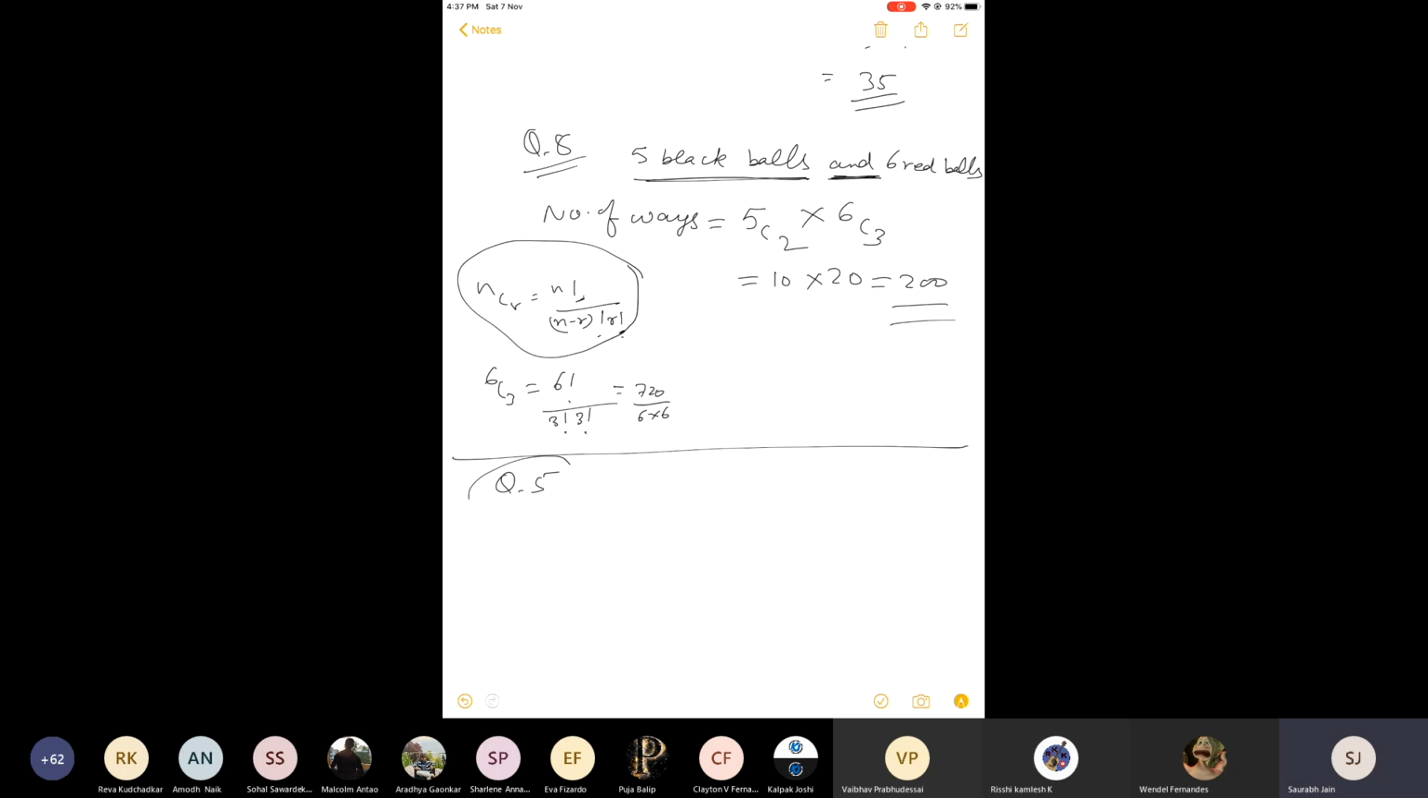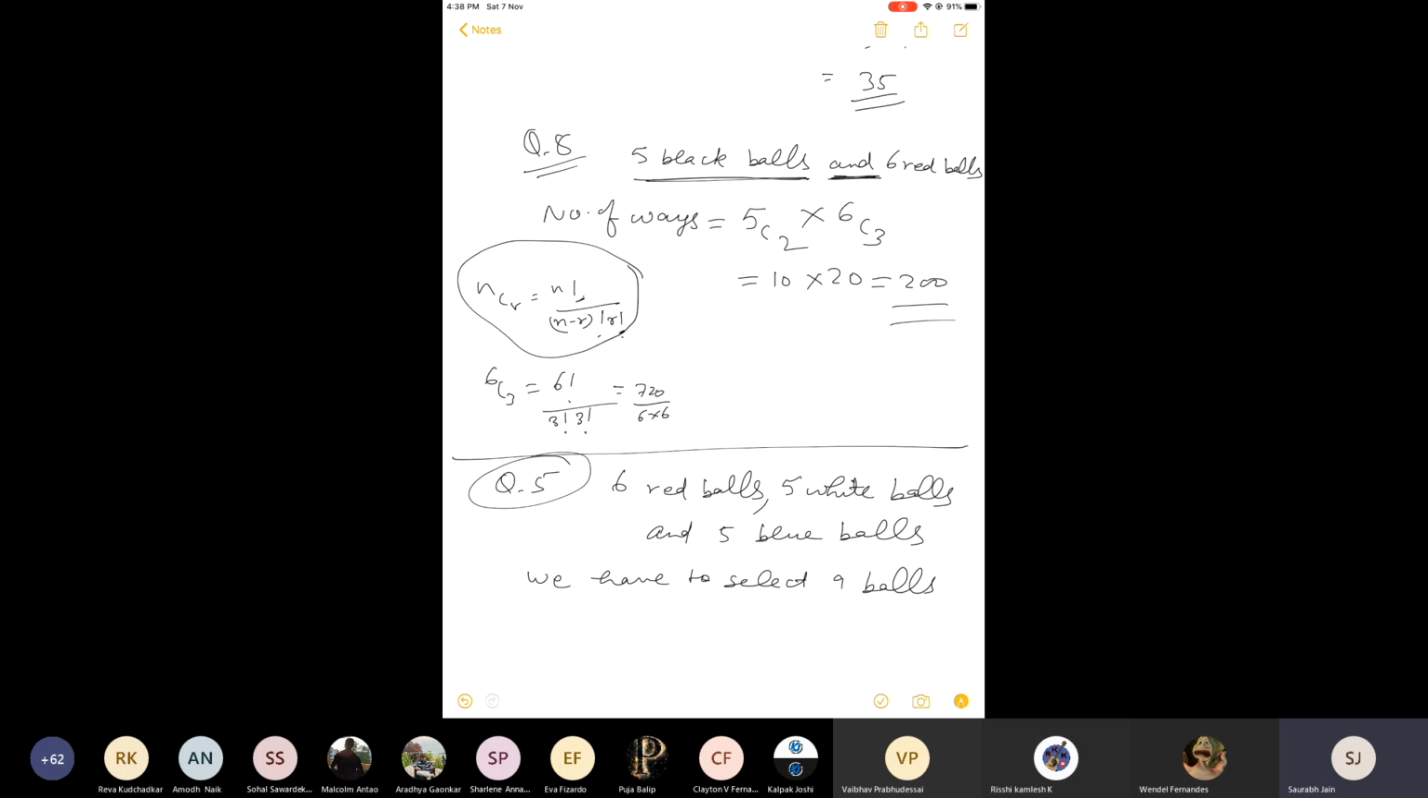Then a similar kind of question, that is question number 5. Find the number of ways of selecting 9 balls. So 6 red balls are given, 5 white balls are given, and 5 blue balls. And basically we have to select 9 balls.